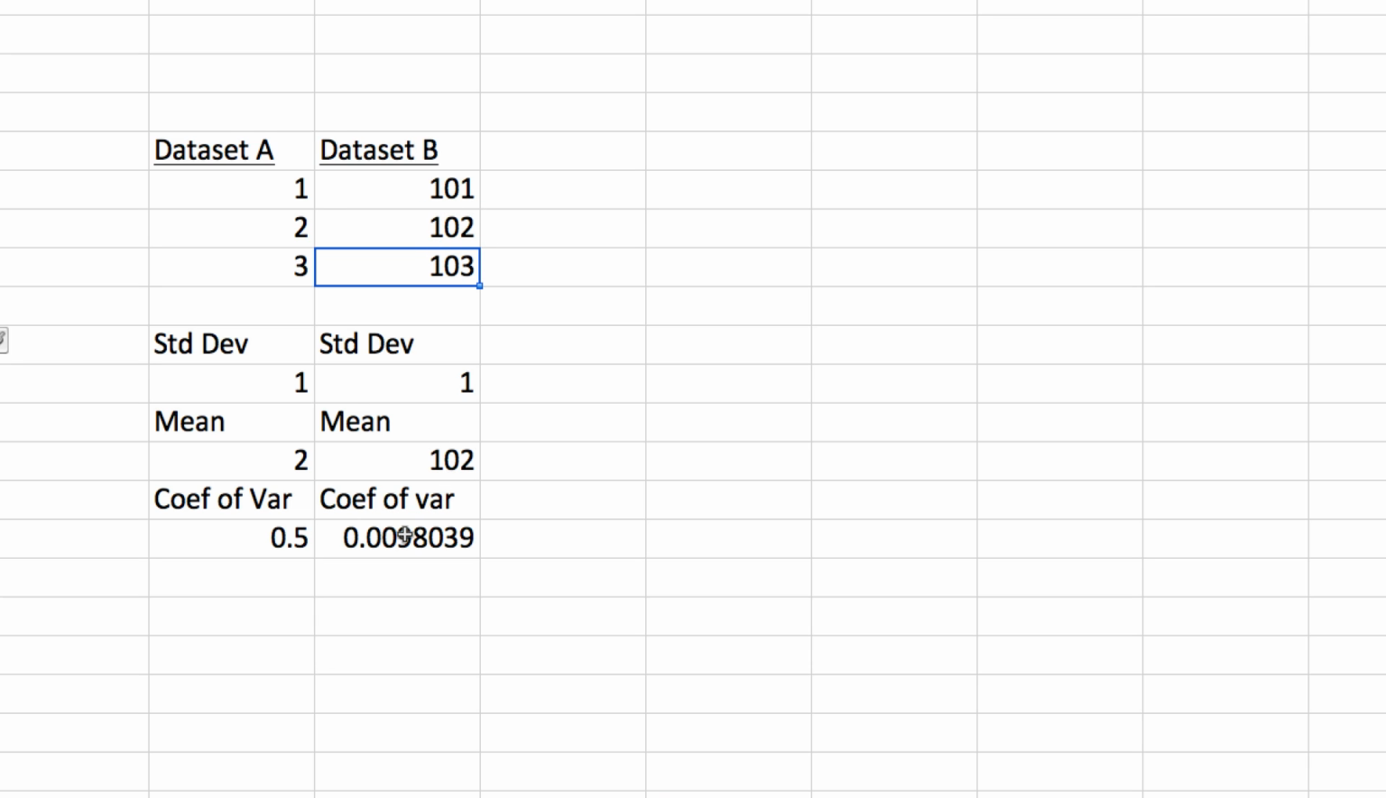So that's why the coefficient of variation divides by the mean. So we take the standard deviation and we divide by the mean to get a sense of how much it varies within the scale of the actual data set itself.